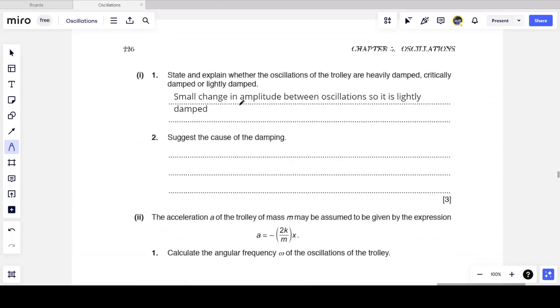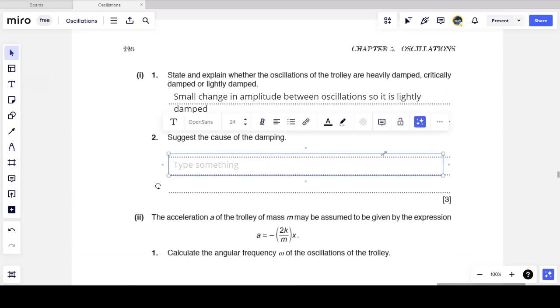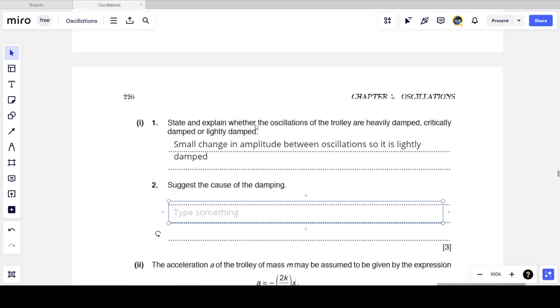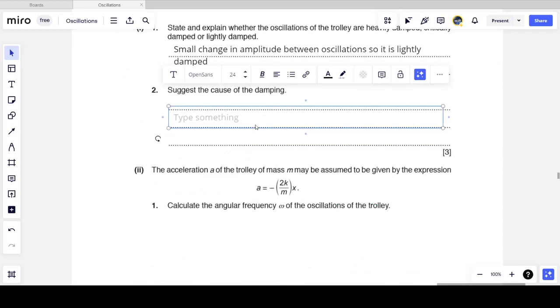We're then told to suggest the cause of the damping. Well, the first thing that comes to mind is that damping is the loss of energy. What will cause this cart to lose energy? We could speak about friction between the springs in the wall, or energy being lost in the springs themselves in the form of heat, but I think the first thing that comes to mind is the simplest one, and that's friction between the wheels of the cart and the surface.